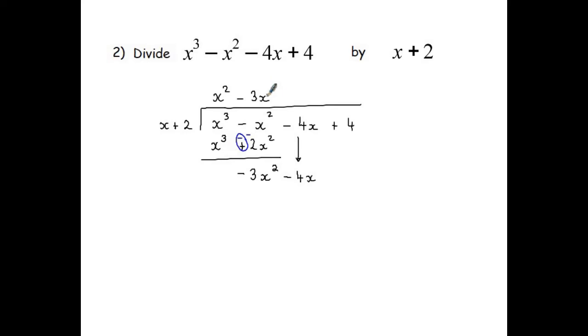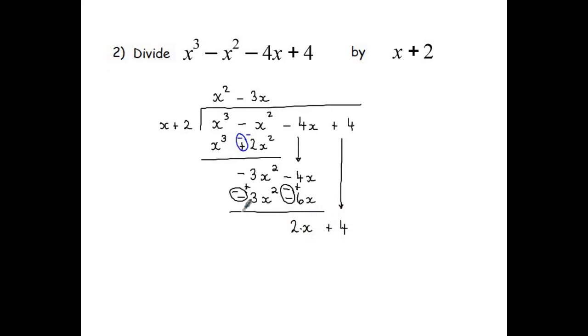Now multiply out. So minus 3x times x gives you minus 3x squared. And minus 3x times 2 gives you minus 6x. Again, be careful with these negatives then. So minus 3x squared minus minus 3x squared. Minus and a minus makes a plus, so they disappear to 0. And same here, minus 4x take away minus 6x. So these two minuses make a plus, so you have minus 4x plus 6x to give you 2x. Drag this last term down so the plus 4 comes down and start again.